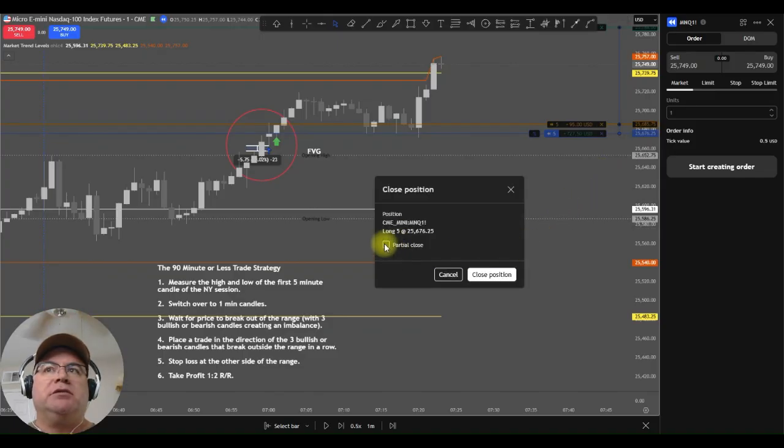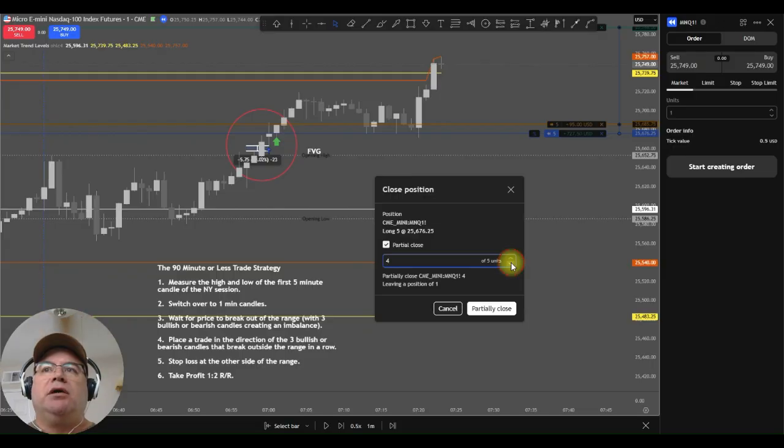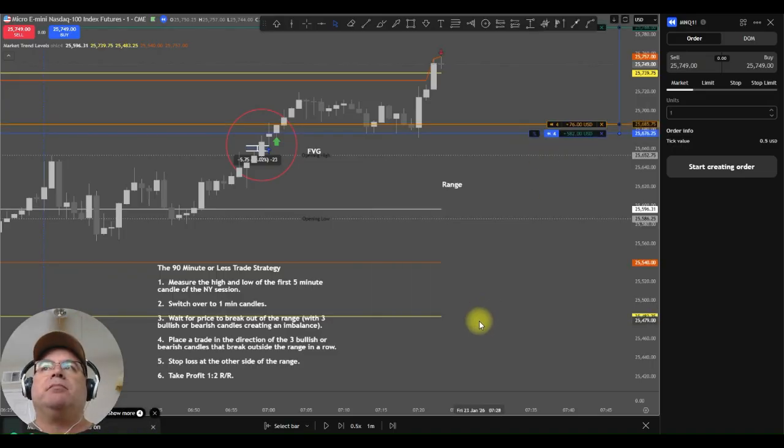We want to partially close this. So, how many units do we want to close out? Let's take it down to 1. Okay, we only want to close out 1 contract and leave 4 here. Okay, so let's hit partially close. Now we went ahead and put some money away in the bank. Okay, this is how you manage your trade, folks.